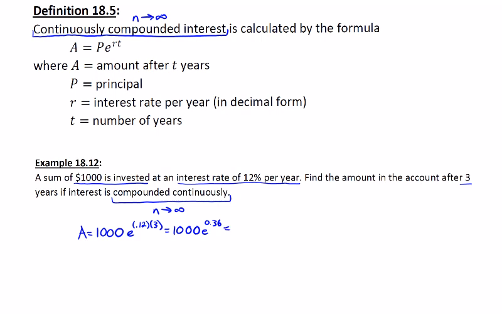The amount is going to be $1,433.32. And that is slightly better than what we had for the 365-day compounding schedule. And this would be the maximum possible outcome that we could get using these particular circumstances.